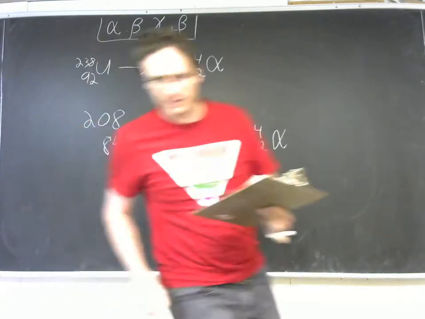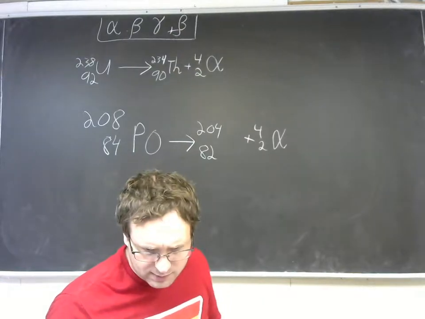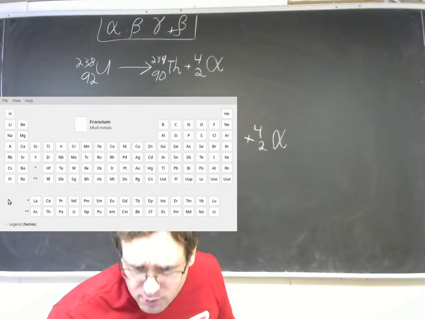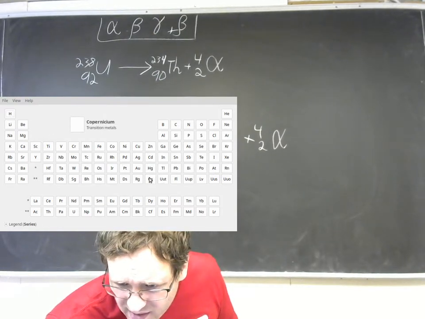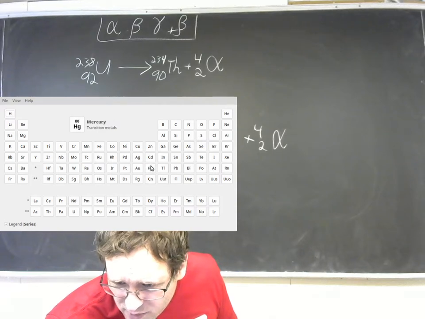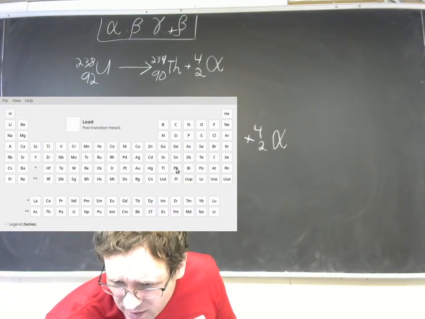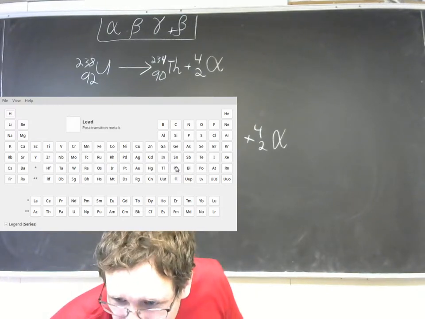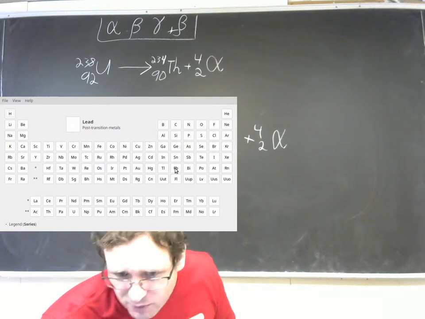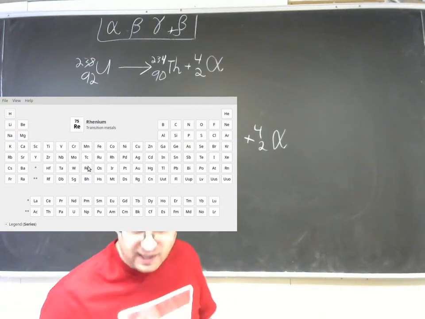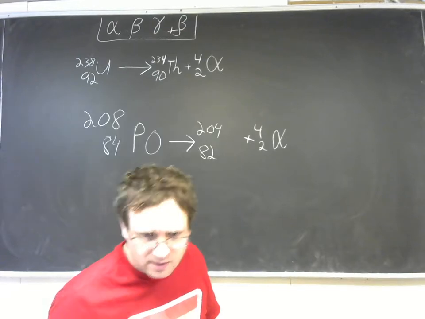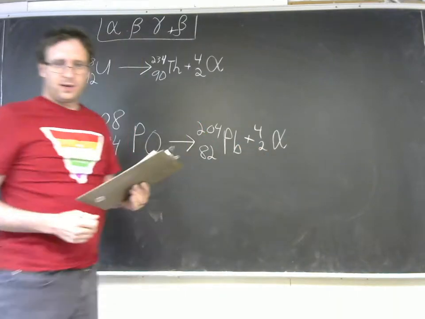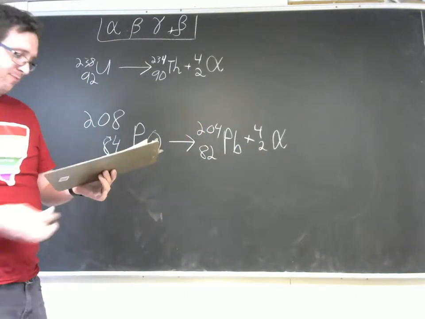And I don't know what the 82nd element is, so let's see if we can find it together. Here's my periodic table. That's 80, 81, looks like 82 is lead. You can't see the tooltips, but when I hover my cursor over lead, it shows that that is element 82. So we'll put Pb. There we go. We've balanced the alpha decay of polonium.